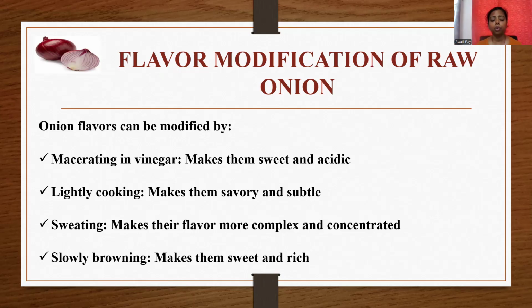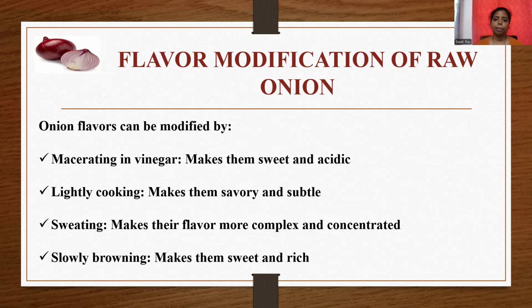Next, the most used form of onion processing is the slow browning of onion. Slow browning of onion makes them brown in color and makes them rich and sweet in flavor. Now, after we have done this onion processing, we can go on to cook different types of dishes and it will insert the modified flavor of the onion.